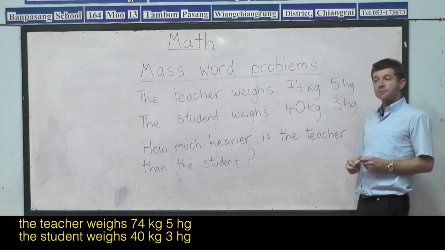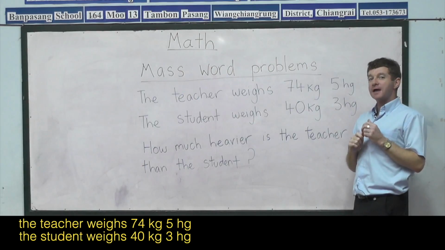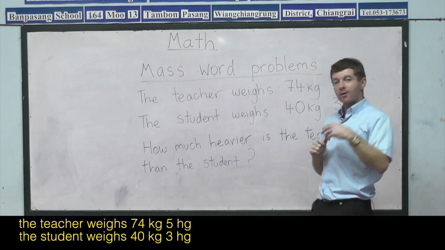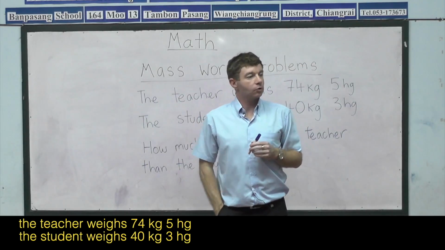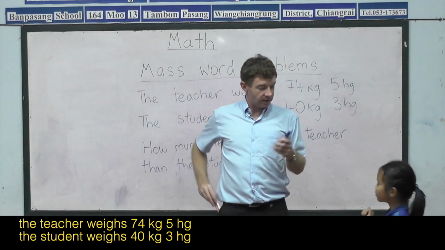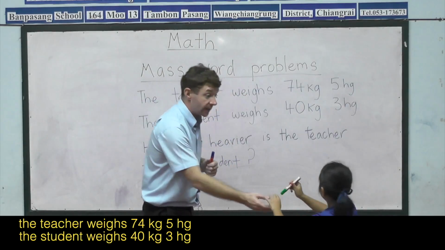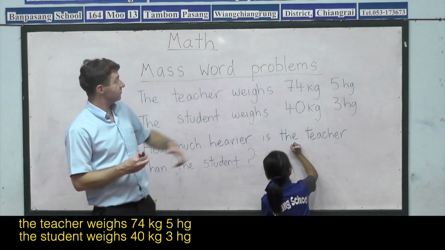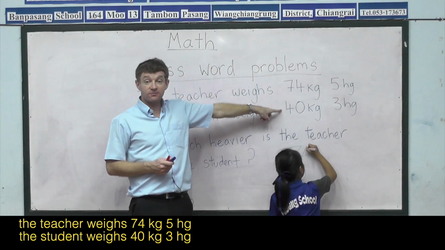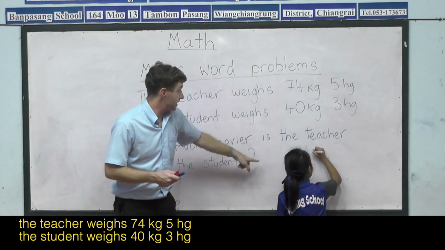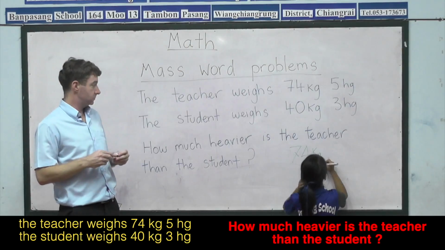Okay, so who would like to come and work out this problem? I saw Prao's hand go up first. Okay, so Prao, come and join teacher at the front of class. What color would you like? We have blue, red or green? Green. Okay, can you show your working out? So what do we need to do first, guys? We need to take the teacher's weight minus the student's weight, and then we'll have the difference. We'll know how much heavier.